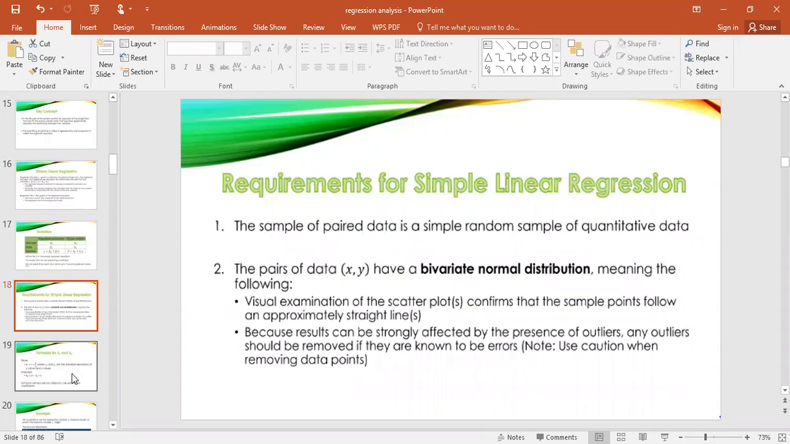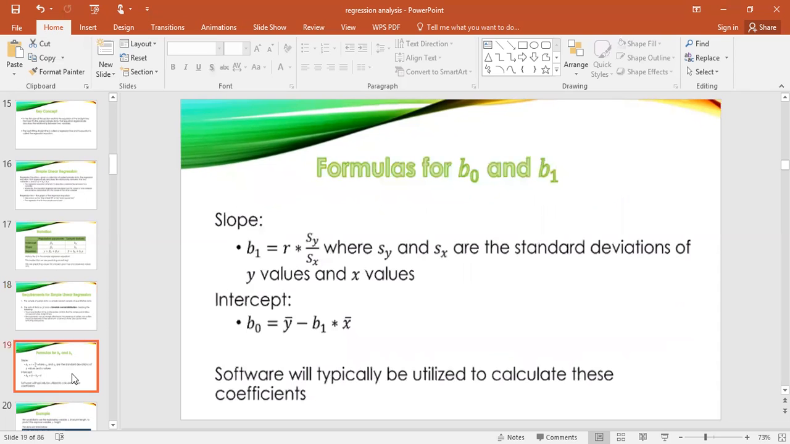Requirements for simple linear regression. The sample of paired data is a simple random sample of quantitative data. The pairs of data x, y have a bivariate normal distribution, meaning the following. Visual examination of the scatter plot confirms that the sample points follow an approximately straight line. Because results can be strongly affected by the presence of outliers, any outliers should be removed if they are known to be errors. Use caution when removing data points.